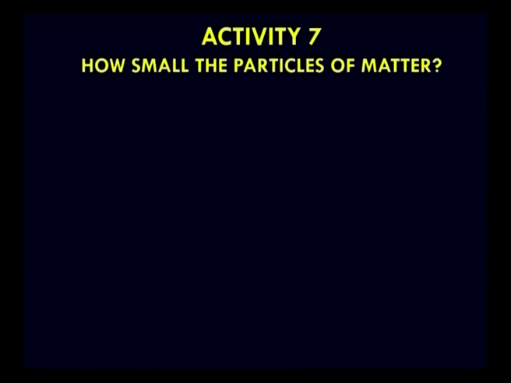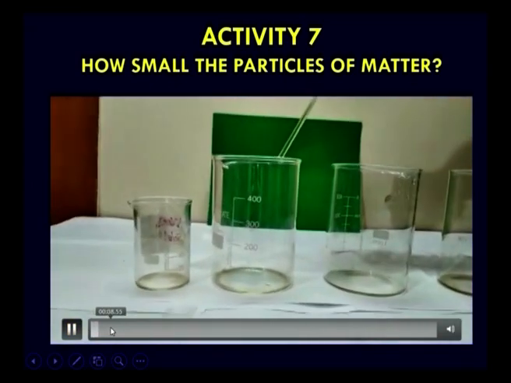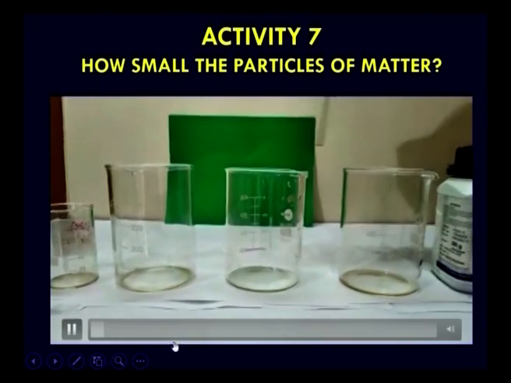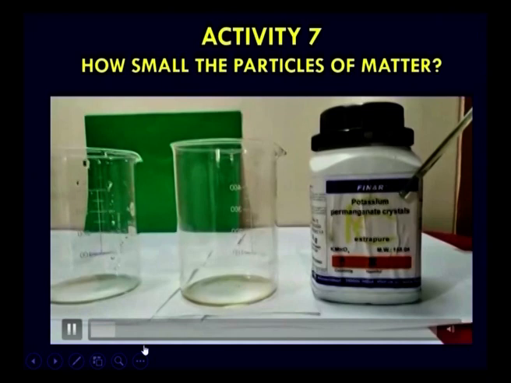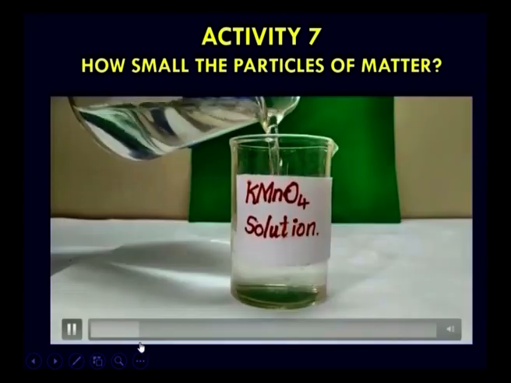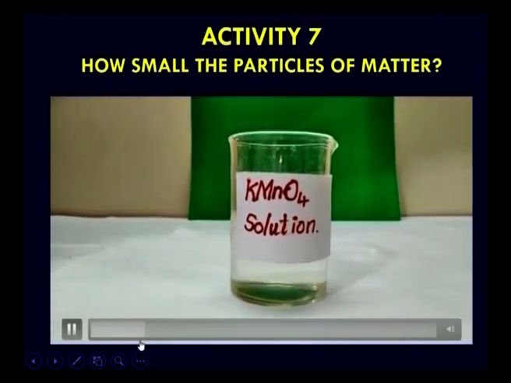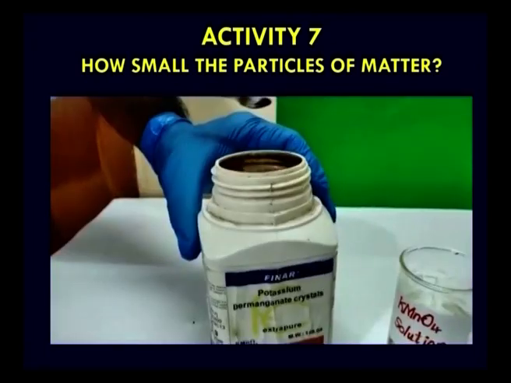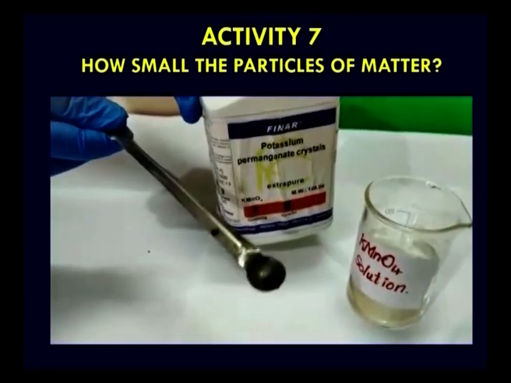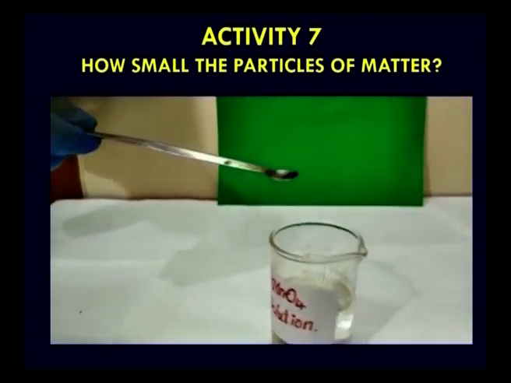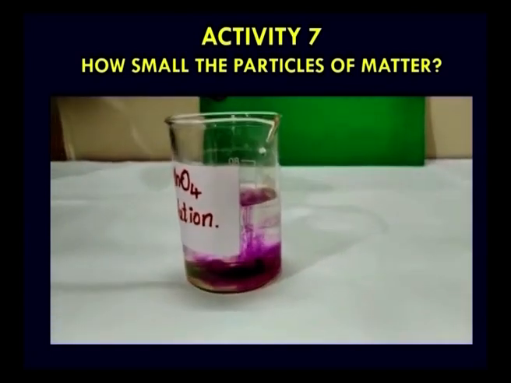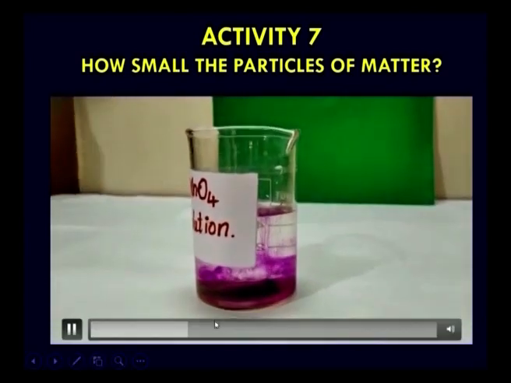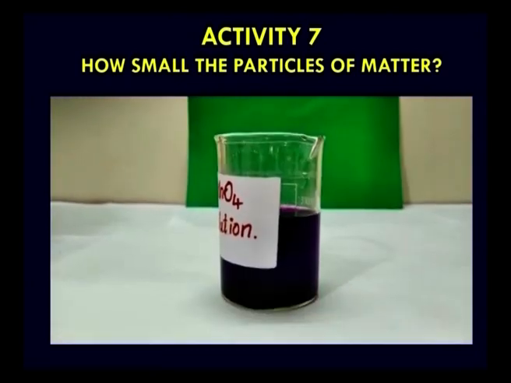Children, let us perform an activity. How small are the particles of matter? Take 4 glass beakers. Potassium permanganate crystals. To prepare potassium permanganate solution, add some water into the beaker. With the help of a spatula, a very small amount of potassium permanganate crystals is added to the beaker. Potassium permanganate solution.